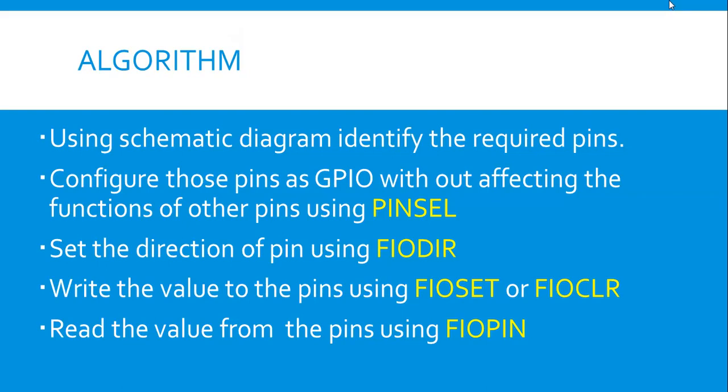Using the schematic diagram, you have to identify the required pins and configure those pins as general purpose input output pins, without affecting the functions of the other pins, using the pin selection register. It's very important. Then set the direction of the pin using the FIODIR register. That direction may be input direction or output direction. Write the value to the pin using the FIOSET or FIOCLR register.